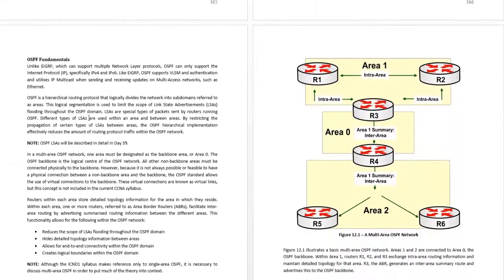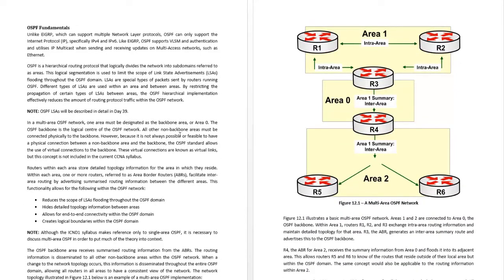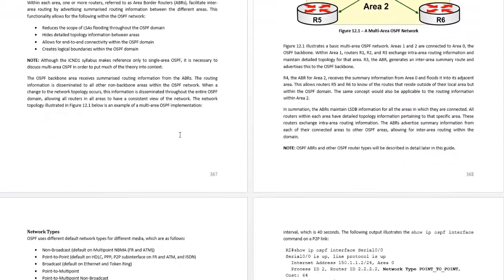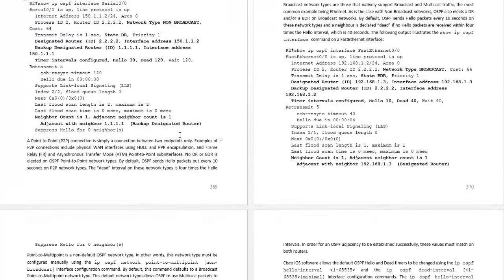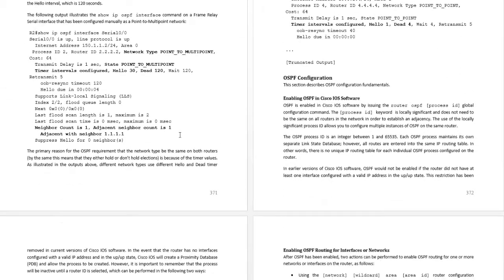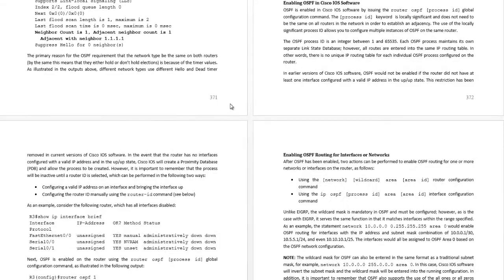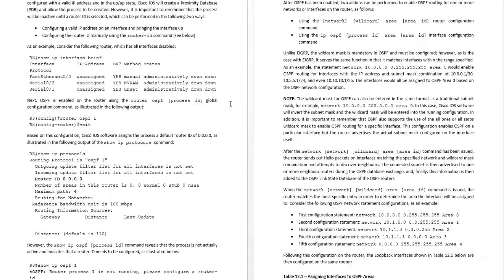Link state fundamentals, then going into OSPF fundamentals, inter-area and intra-area. Looking at network types, you'll need to understand. I don't think you need to understand at a sort of CCNP level, but for CCNA, they just need to understand the different types. Configuring OSPF in Cisco IOS for the various network types.